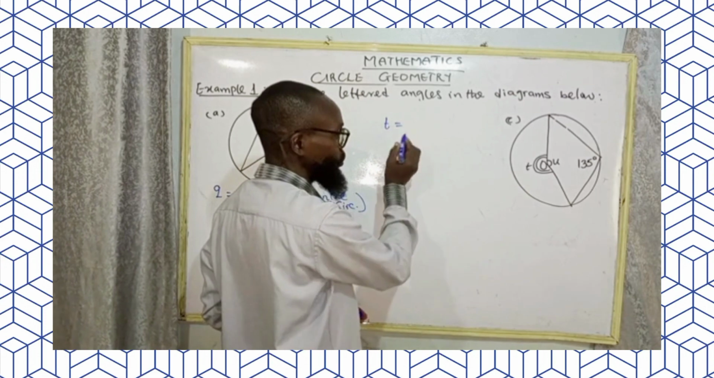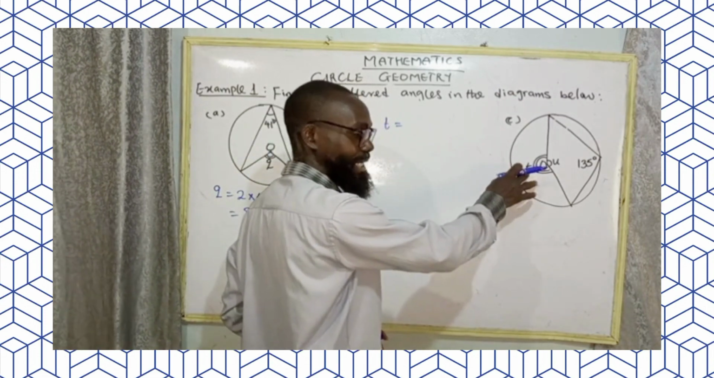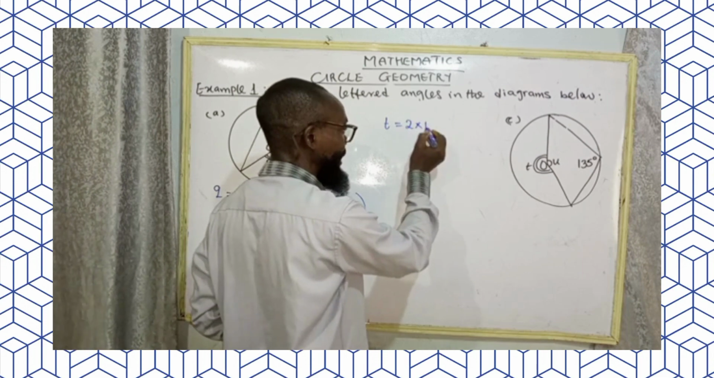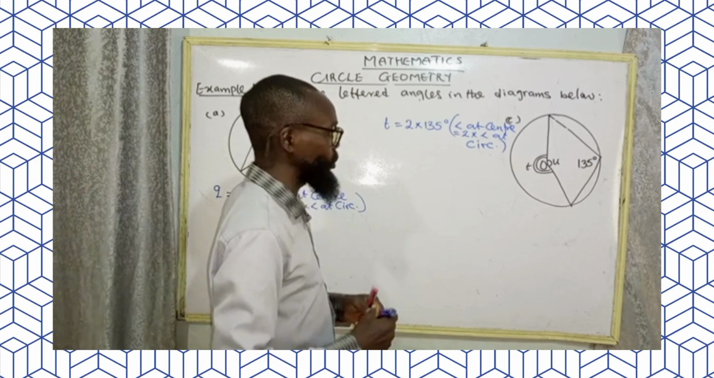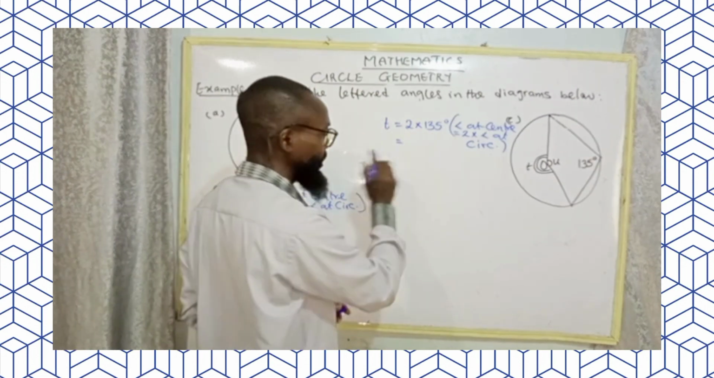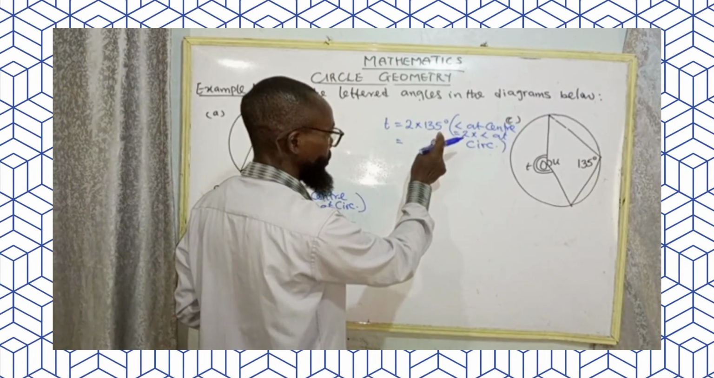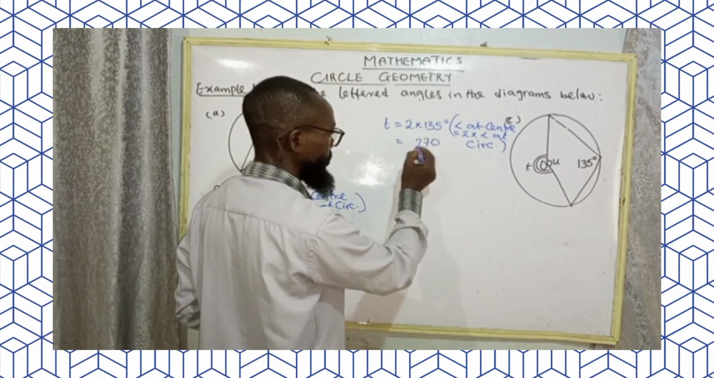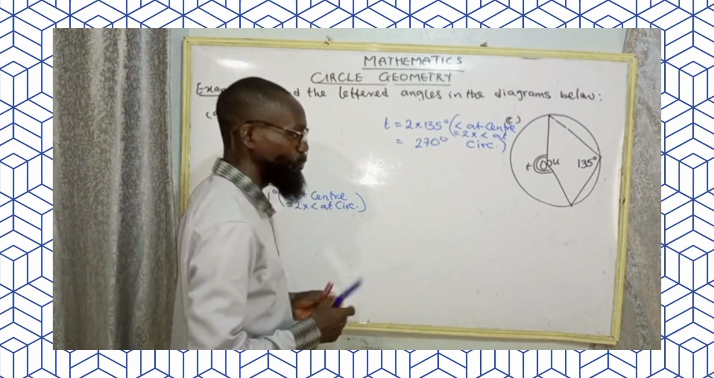Angle T equals to, that is angle at center. And I want to get the angle at center. That is 2 multiplied by 135 degree. So angle at center is equal to 2 times angle at circumference. So when you multiply 2 multiplied by 135 degree, we have 270 degree. That is the angle T.